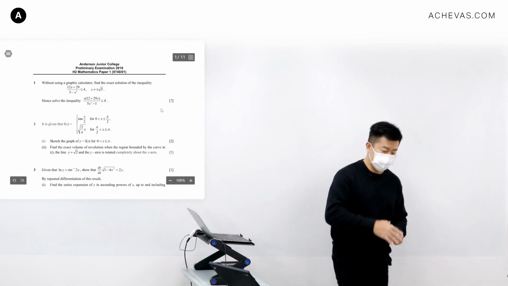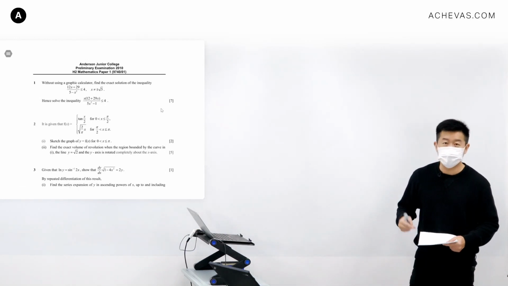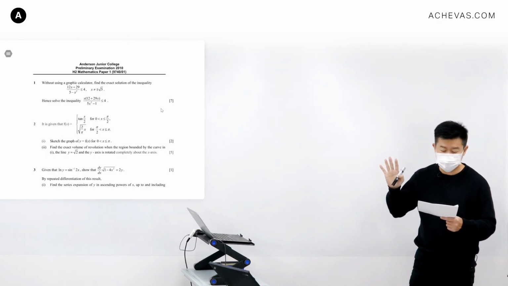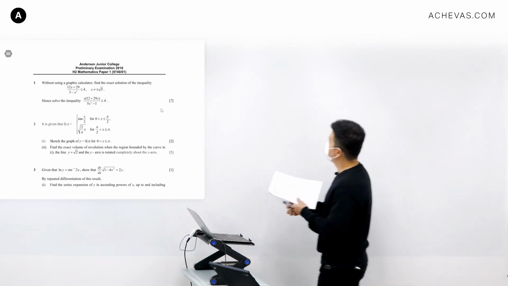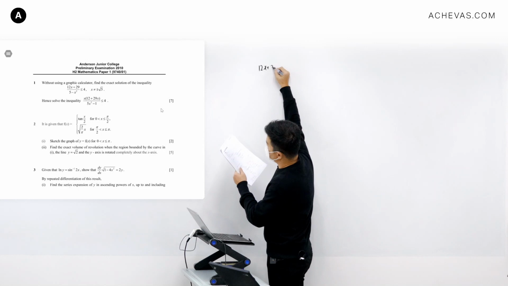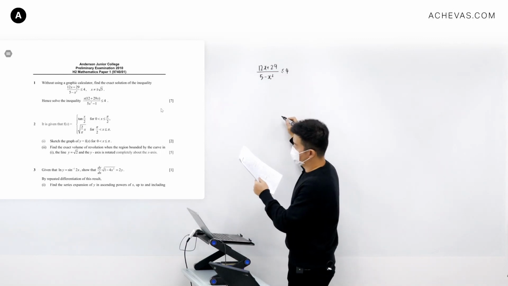I'm going to skip the first part of this question, which is supposed to be requiring us to solve it without using the graphing calculator. There's difficulty in the first part by itself, okay, but it's not as bad as the second part. So for the first part, let me just write down the answer first. First part, we are supposed to solve this inequality. This, then 5 minus x squared, is less than or equal to 4.